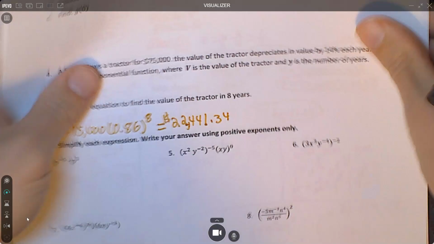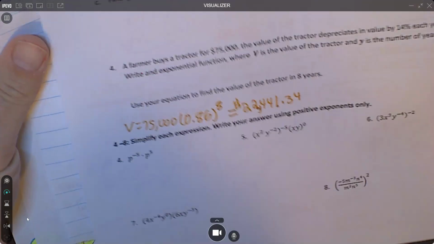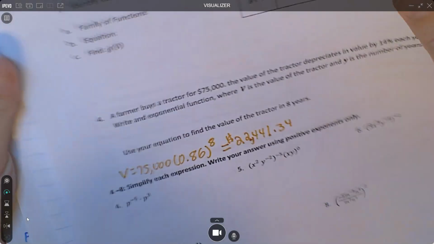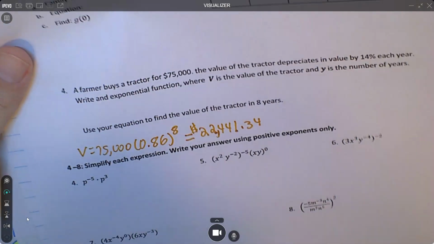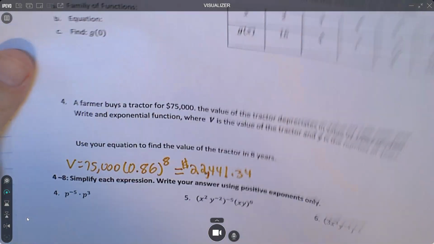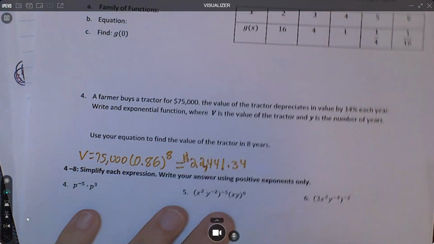Okay, I already taped this once and thought it was recording and it wasn't. Classic me. Alright, so I can put the answer key over there.